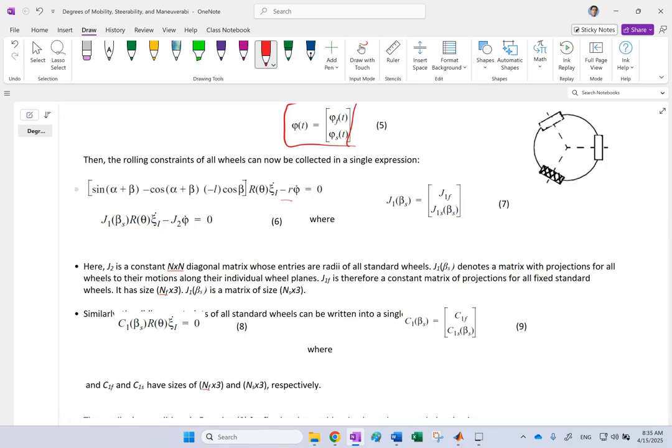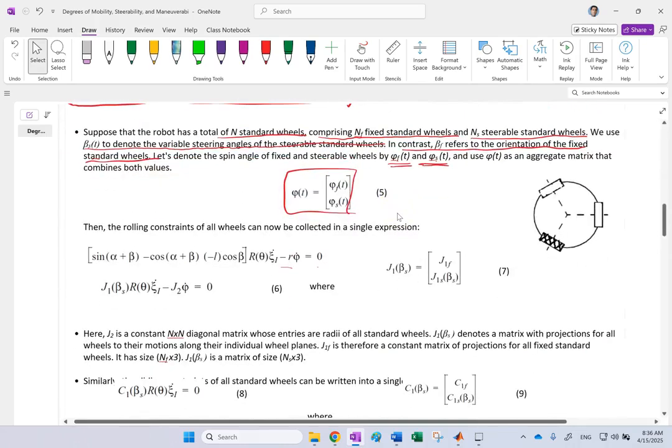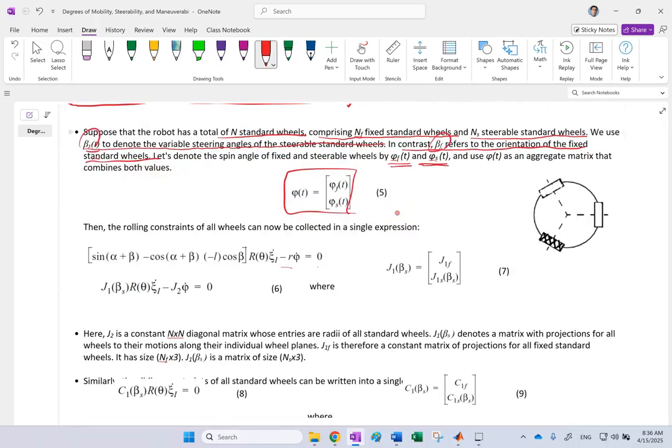They all look alike, except, as I said, beta could be variable, beta of s, and for fixed ones, it's just beta of f, based on these notations that we assumed. And then their phi dots, whether it's phi dot of f or phi dot of s, we can combine into phi dot now. So this term here, I can write it as r times phi dot. Okay, so I can write it like this.